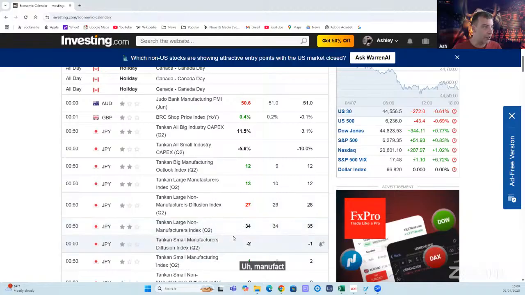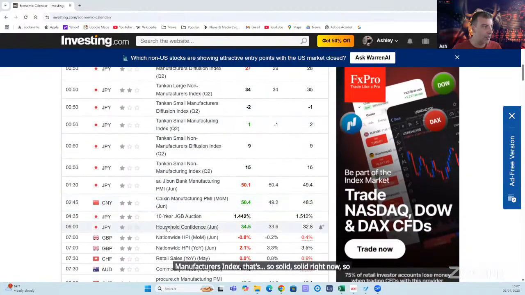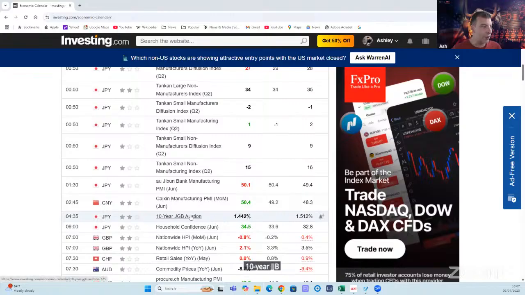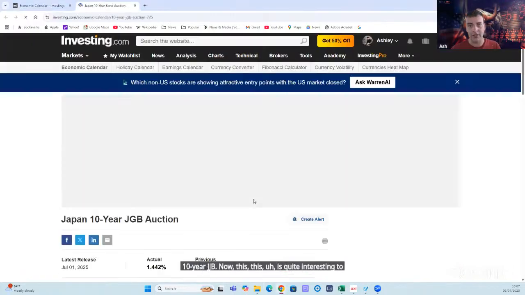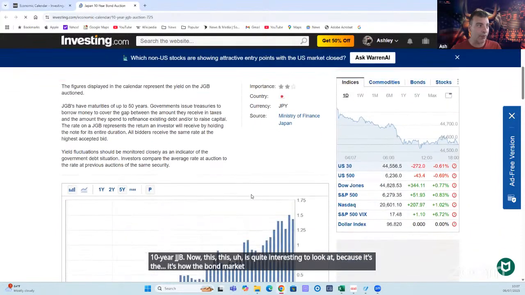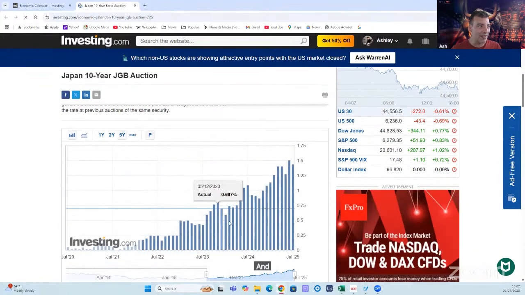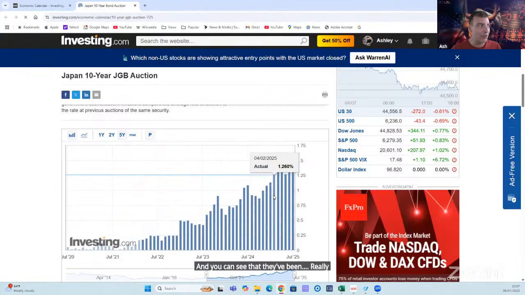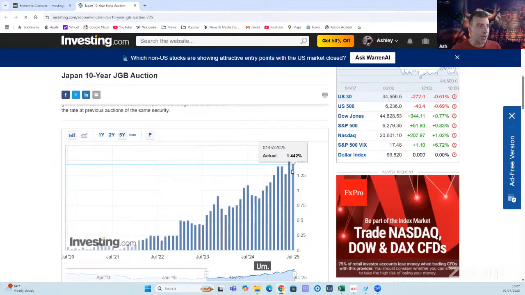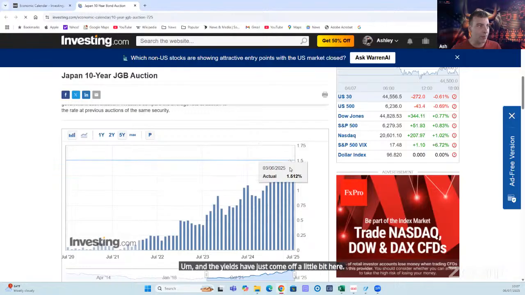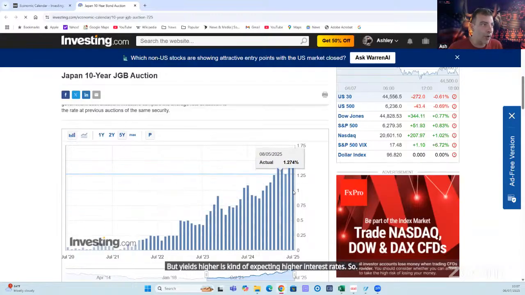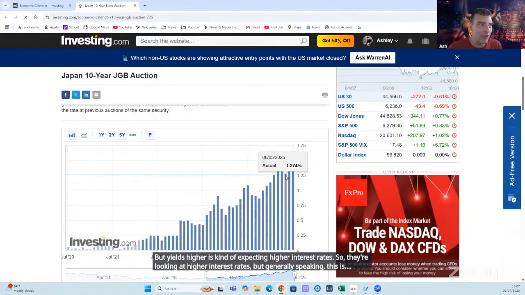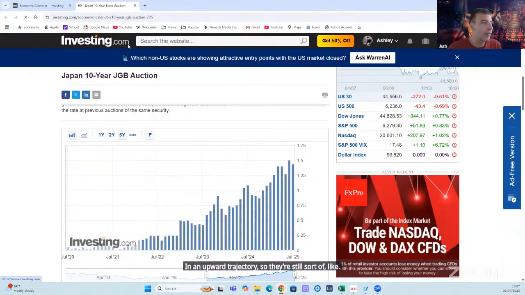Manufacturers index, that's so solid right now, so from last week. 10-year JGB. Now this is quite interesting to look at because it's how the bond market feels about the yen, and you can see that they've been pushing the yields a lot higher, and the yields have just come off a little bit here, but yields higher is expecting higher interest rates. So they're looking at higher interest rates, but generally speaking, this is in an upward trajectory. So they're still believing in the interest rates from Japan, and that is bullish for the yen.